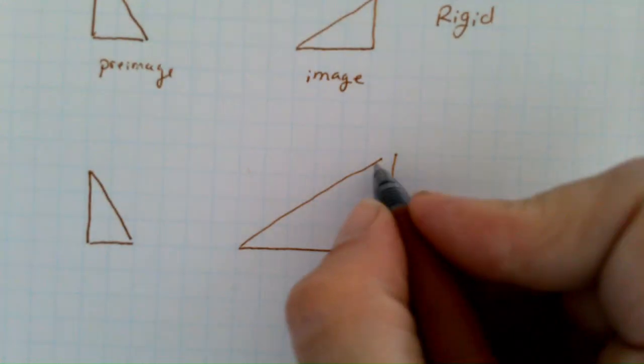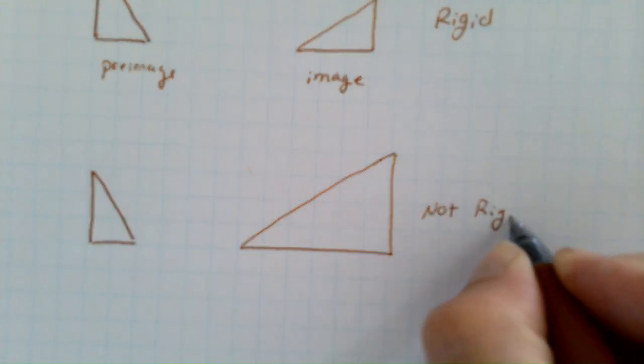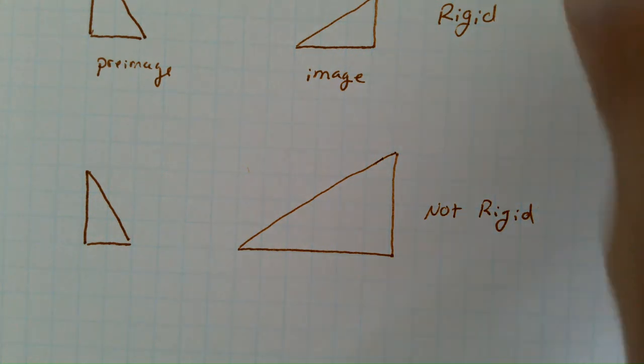Okay, starting with the same pre-image. Now this is not rigid. Something happened here, and we can go from one pre-image to the image, but it's not a rigid transformation. So that's really important that we have that rigidity going on. So make sure that when we are talking about our shapes that we understand that a reflection is a rigid motion.